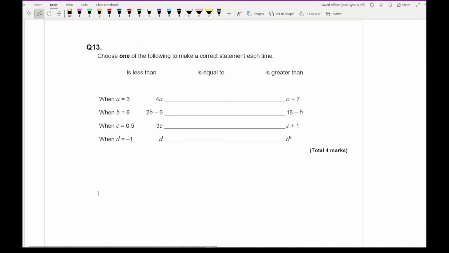Looking at question 13, it says choose one of the following to make a correct statement each time. So when a equals 3, what we've got to do here is substitute a equals 3 into these two expressions. So 4 times 3 is 12, and 3 plus 7 is 10. So from this you can see that 12 is greater than 10. Then when we substitute 8 into these expressions, I'm going to end up with 16 minus 6, which is 10. And I end up with 18 minus 8, which is also 10. So that means it's going to be is equal to.